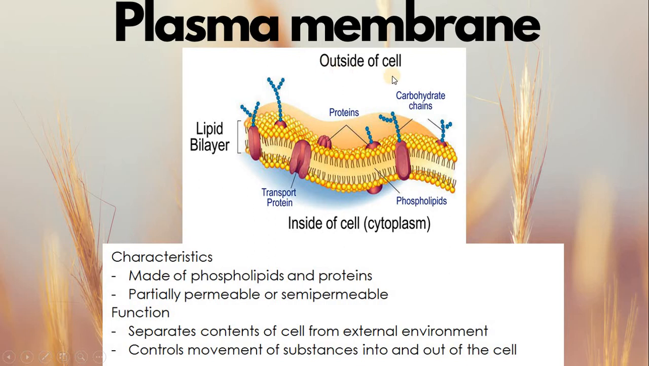So this is the external environment. This is inside the cell. So the plasma membrane will separate the content of the cell from the external environment. Another function is to control movement of substances into and out of the cell. So this is the main function of the plasma membrane: controls movement of substances into and out of the cell.